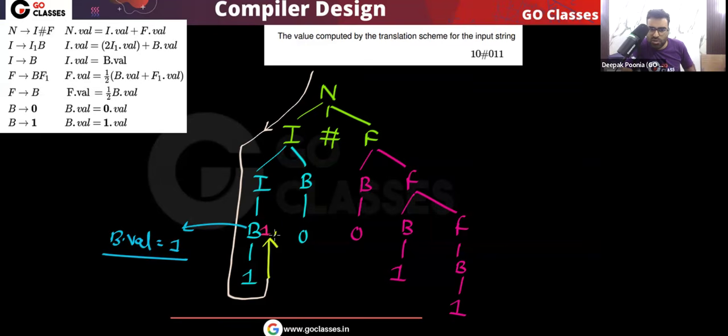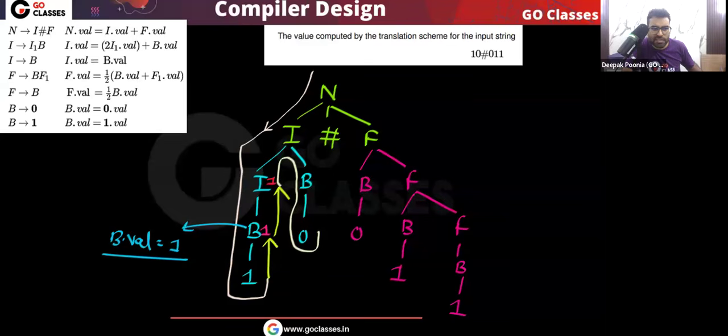We got our next reduction also. You can see b is reducing to I. So immediately after this reduction, we will perform the corresponding semantic action. So here I dot value will become b dot value. B dot value is already 1, so I dot value will also become 1. Now you just keep going until you find the next reduction.